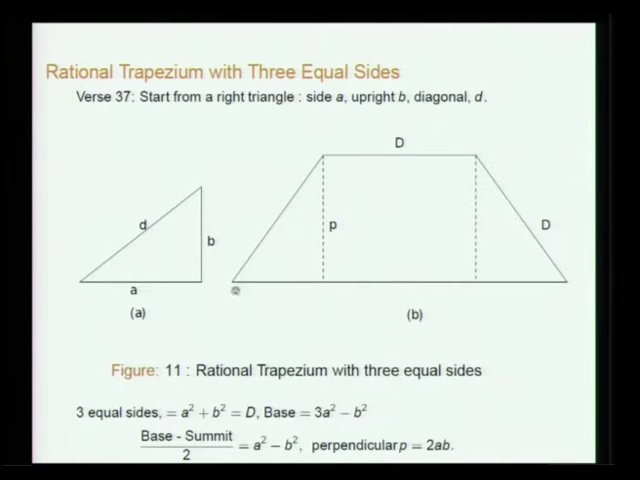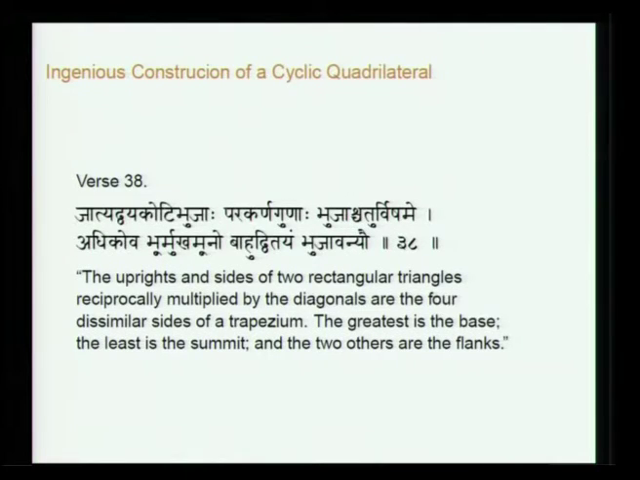So, this will be a squared minus b squared. So, essentially this is a squared minus b squared. So, this is a squared plus b squared, and this will necessarily be 2ab. So, all three sides will be equal and this base will be different, all rational. So, next he constructs a cyclic quadrilateral in a very ingenious manner.